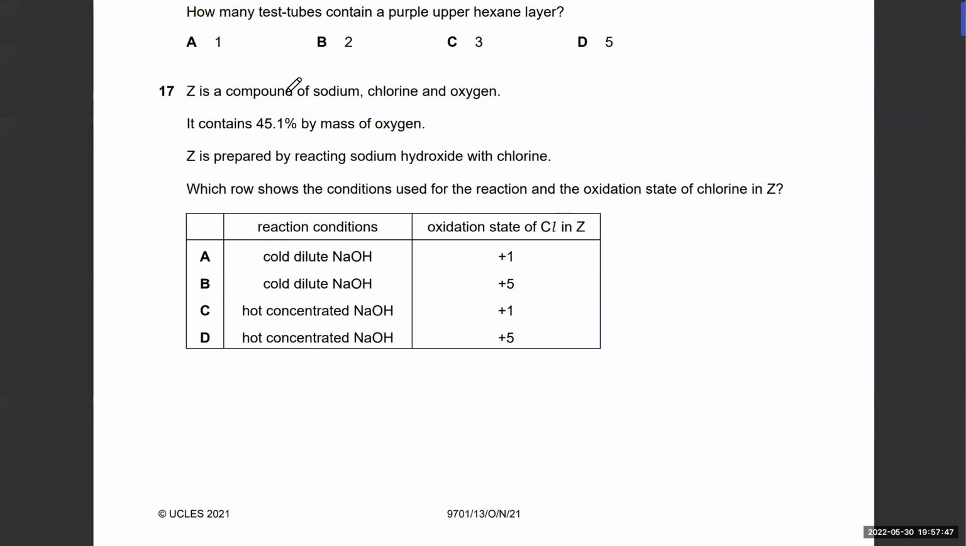We've got this one. Z is a compound of sodium, chlorine, and oxygen. It contains 45.1% by mass of oxygen. What do you think this compound is?